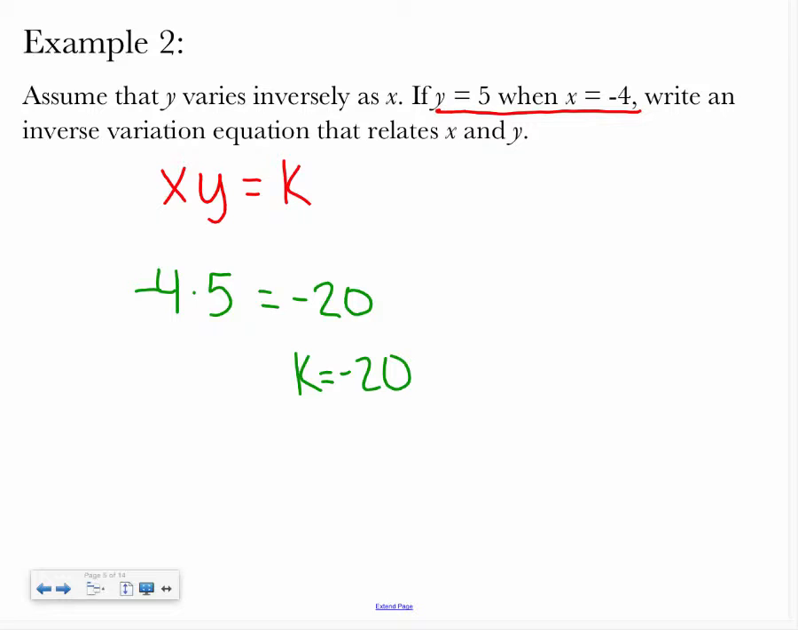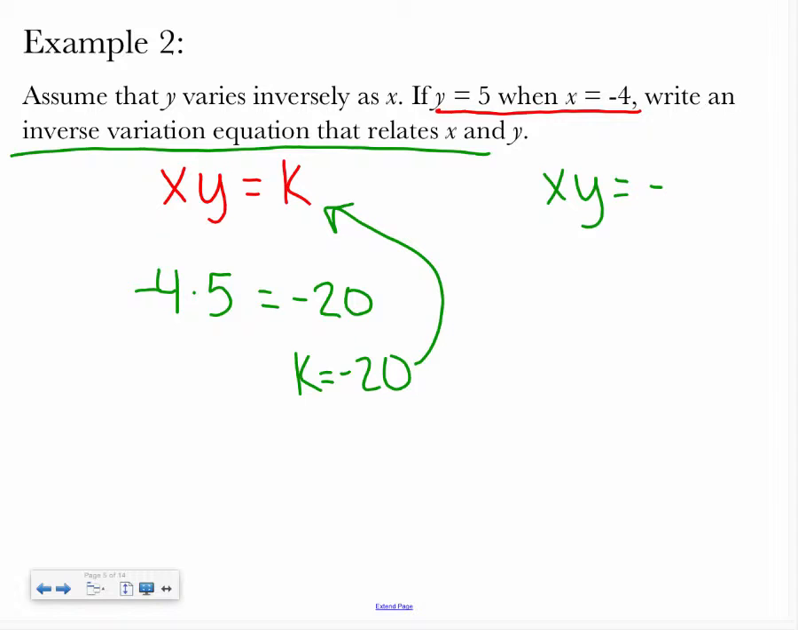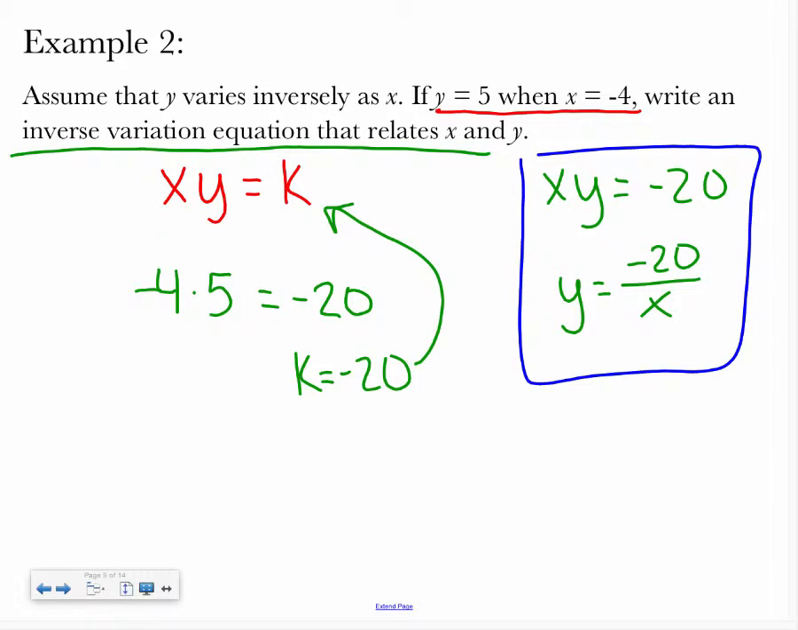So now we have our k value, and in order to write an inverse variation equation, we just have to plug this information in up here. So we have xy equals negative 20, or if you prefer to write it in the other way where y is by itself, you can move your x over and say y equals negative 20 divided by x. Both of these answers are correct, okay? You can write it either way.